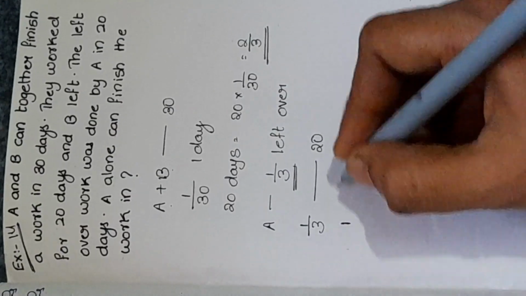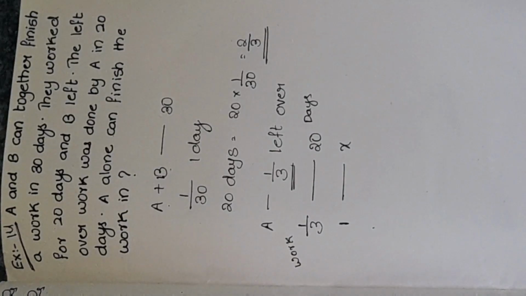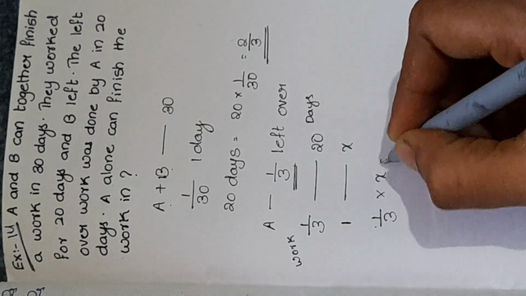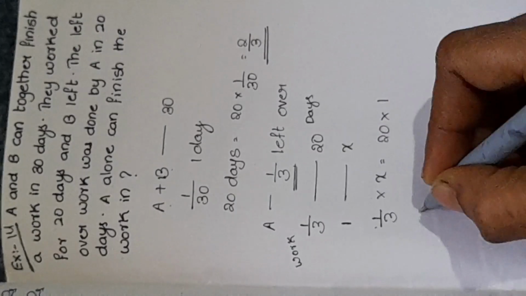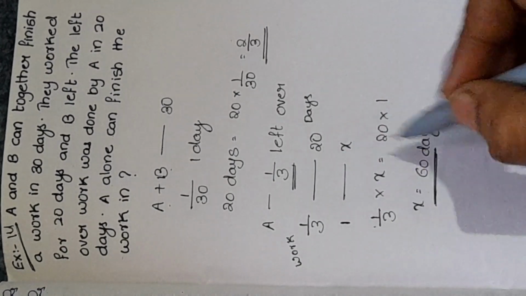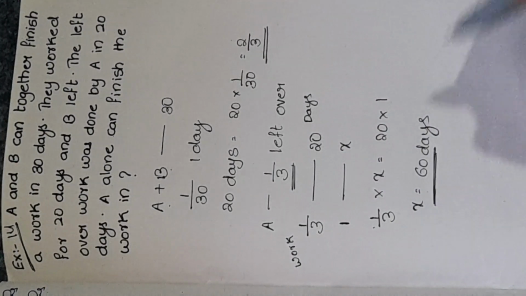To complete the whole work, that is 1, he takes how many days? The work and days are directly proportional. So 1 by 3 into x is equal to 20 into 1. x is equal to 60 days. A alone takes 60 days to complete the whole work.